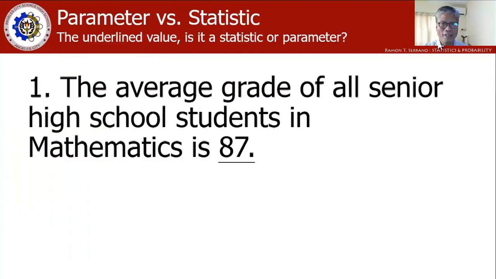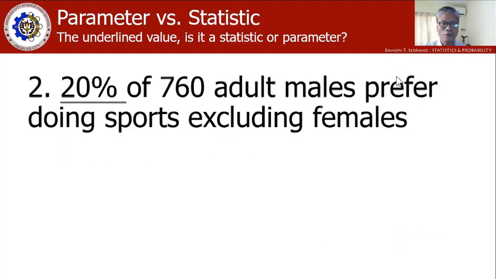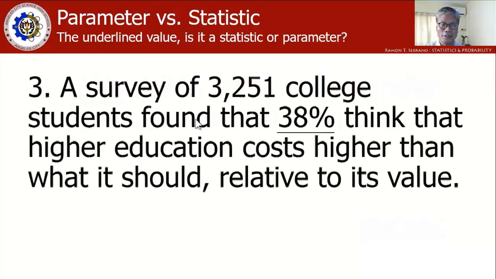Okay, again, let me explain the answers. In the first part, number one, the average grade of all senior high school students in mathematics is 87. And it is obviously a parameter from the keyword all. Okay, from the keyword all. Number two, 20% of 760 adult males prefer doing sports excluding females. Wow, that hurts. Of course, it's a statistic because we only surveyed 760 adult males. Obviously, there will be more than 760.